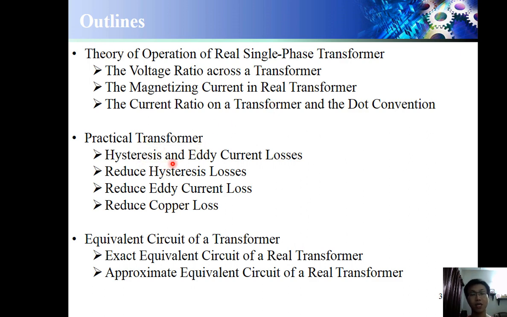Then we'll go to the practical transformer. We have hysteresis and eddy current losses. We have reduced hysteresis losses, reduced eddy current loss, reduced copper loss. And then next we'll talk about the equivalent circuit of a transformer, the exact equivalent circuit of a real transformer, and the approximate equivalent circuit of a real transformer.